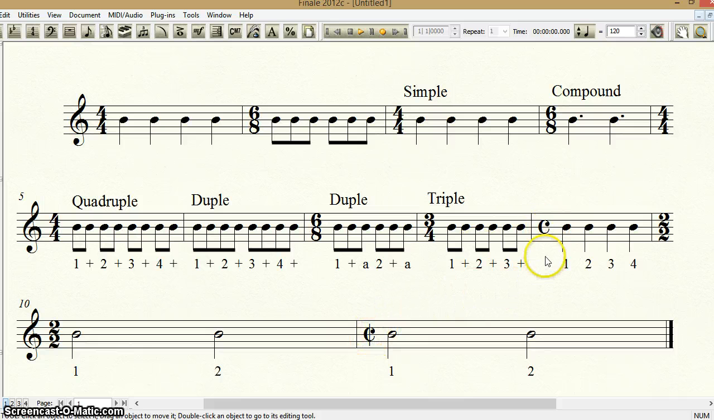The last thing I want to just touch on is these symbols right here, this C and this C with a line through it. This C stands for common time, and common time is just 4/4. 1, 2, 3, 4. And it's probably the most popular time signature, at least in Western music. So it just became a C for common time, and that lets you know you're in 4/4. The C with a slash through it is cut time, and that implies 2/2, which is 2 half notes, 2 half notes. And that's really it.